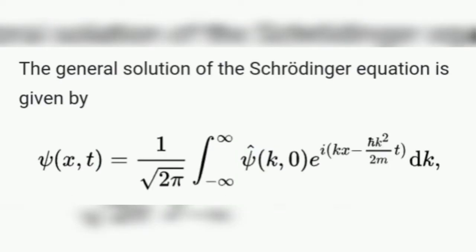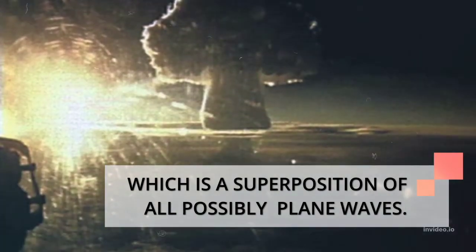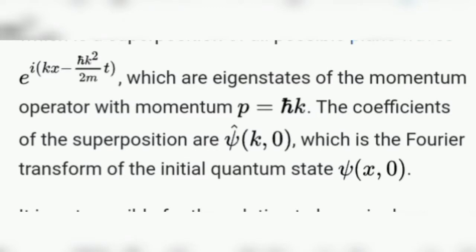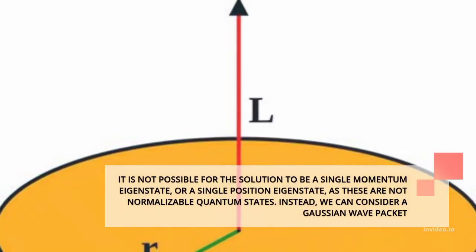The general solution of the Schrödinger equation is given by ψ(x,t) = 1/√(2π) ∫ from -∞ to ∞ of ψ*(k,0) e^(i(kx - ħk²t/2m)) dk, which is a superposition of all possible plane waves e^(i(kx - ħk²t/2m)), which are eigenstates of the momentum operator with momentum p = ħk. The coefficients of the superposition are ψ*(k,0), which is the Fourier transform of the initial quantum state ψ(x,0). It is not possible for the solution to be a single momentum eigenstate, or a single position eigenstate, as these are not normalizable quantum states.